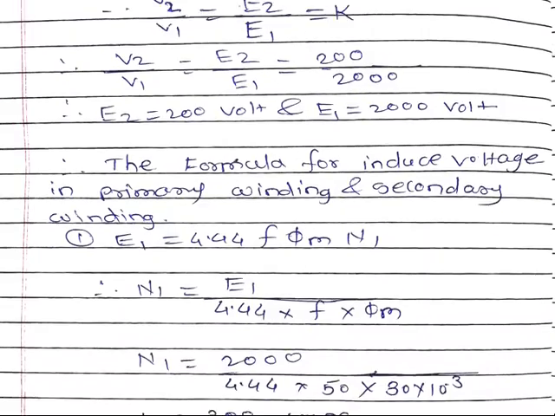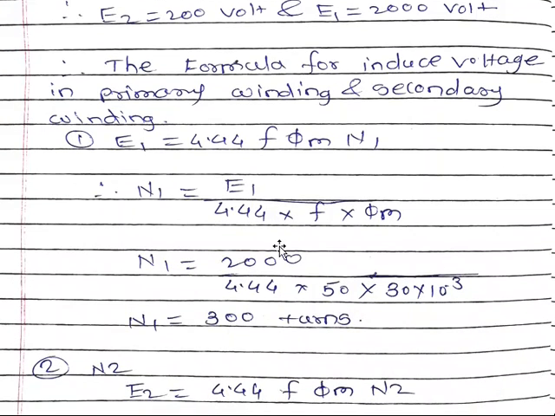The phi m is 30 milliweber which we saw above, which is given in the example. Now the value of E1 is equal to 2000, 4.44 as it is, frequency is 50 Hz and phi m is equal to 30 into 10 raised to minus 3, that is 30 milliweber. All these values are in volt or Hertz etc. Therefore we have taken here the maximum flux in Weber, not in milliweber. Now the answer of this calculation is N1 is equal to 300 turns.